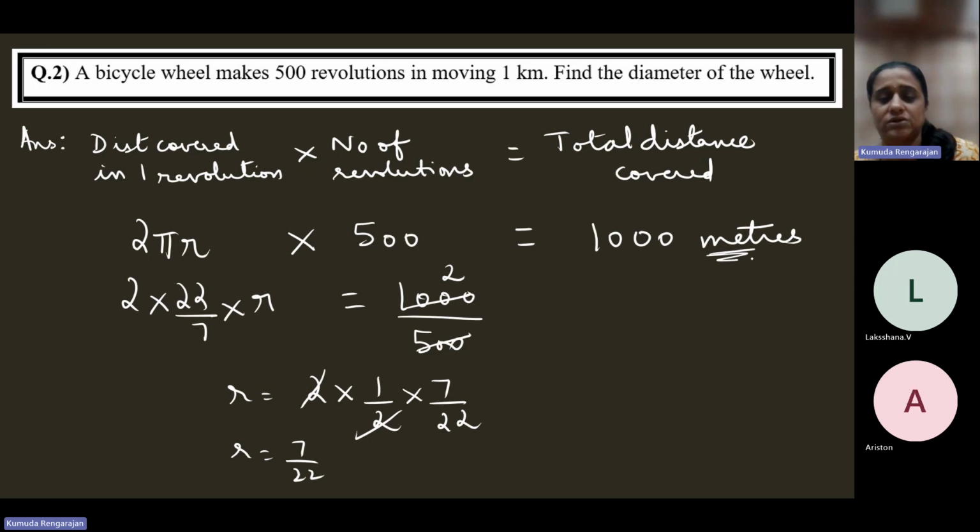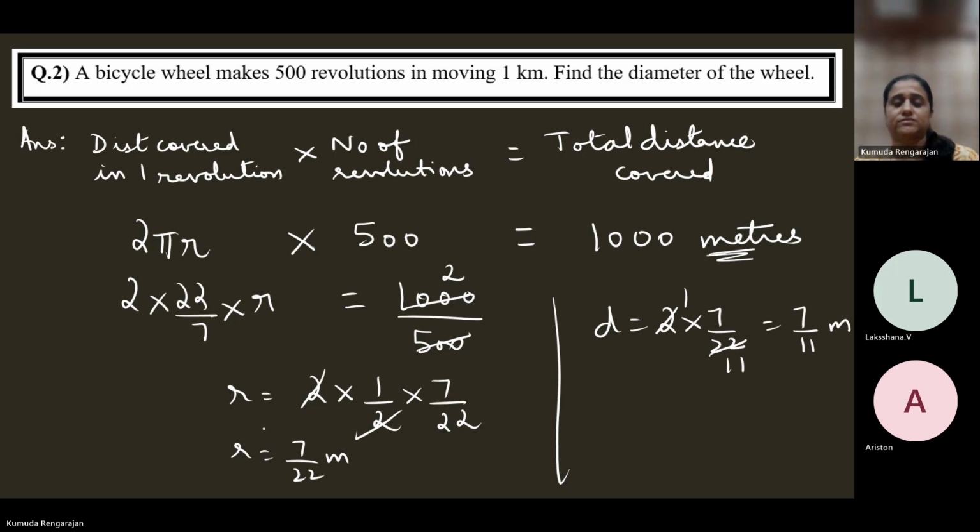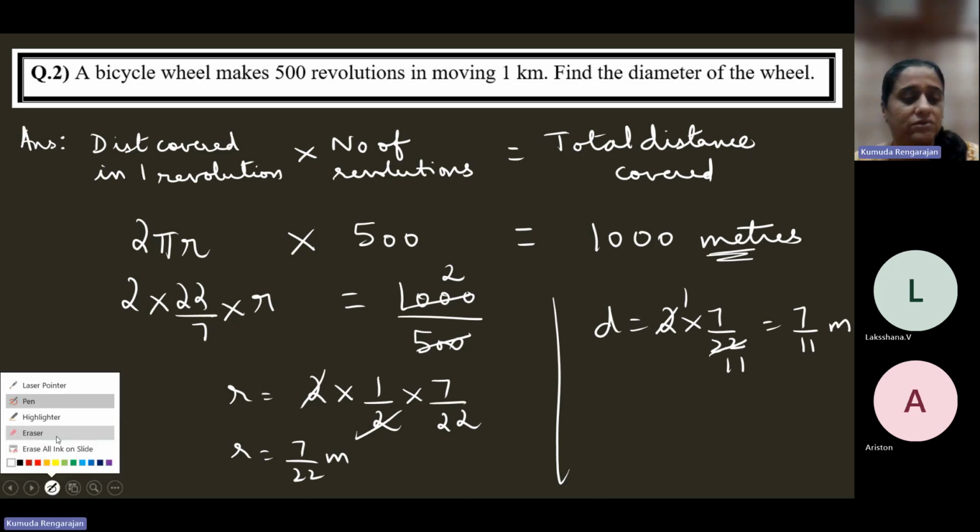You can see this is in meters. But we have to find the diameter. So the diameter will be equal to 2 into r, 2 into 7 by 22. So 2 ones are 2, 11s are 7 by 11 meters. 7 by 11 meters.